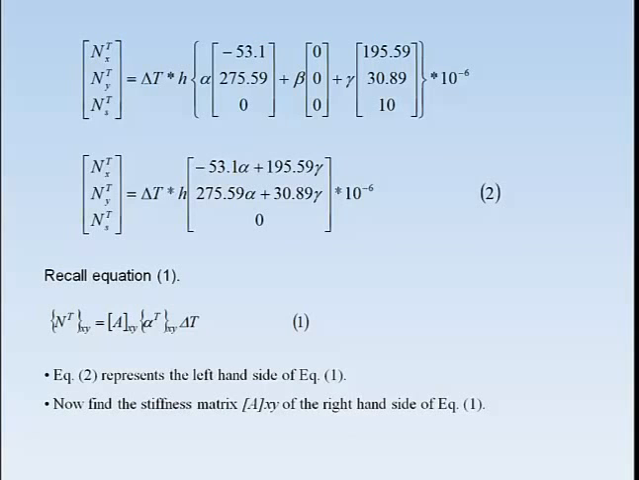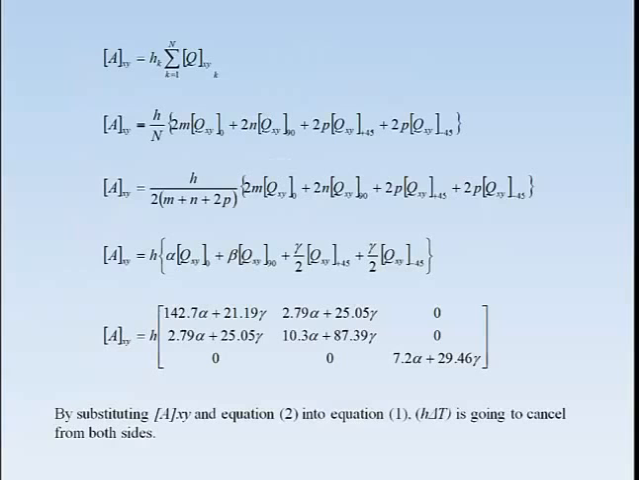Ntx, Nty and Nts. Recall equation 1: Ntxy equal to stiffness matrix A of xy into coefficient of thermal expansion alpha Txy into delta T. This is similar to what we have discussed earlier. Equation 2 represents the left hand side of equation 1. Now find the stiffness matrix A of xy of the right hand side of equation 1. So this is similar, we have already discussed.